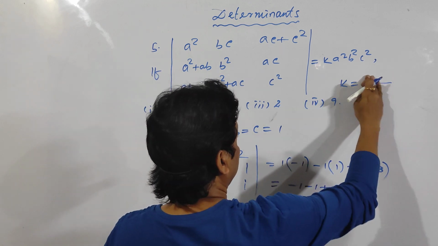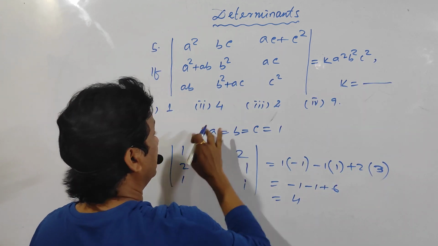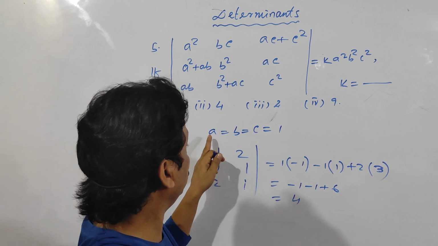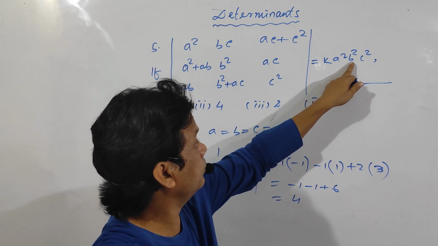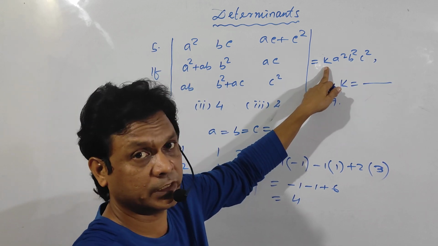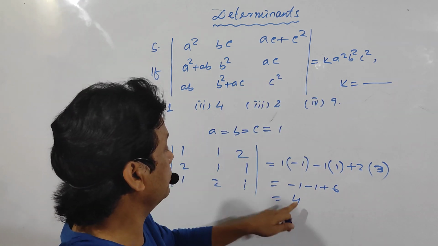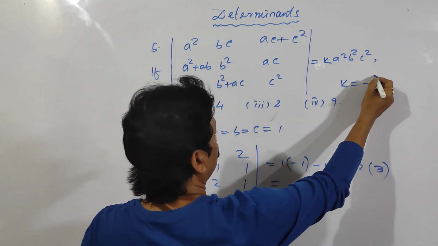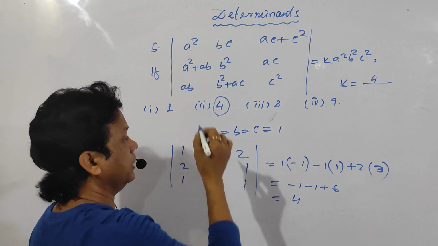See here one thing. Why I am writing K is equal to 1? Because the right hand side you can put A is equal to B is equal to C is equal to 1. So 1 into 1 into 1. So simply K. The right hand side becomes K. And the left hand side I have solved 4. So K is equal to 4. So that is why I have written K is equal to 4.